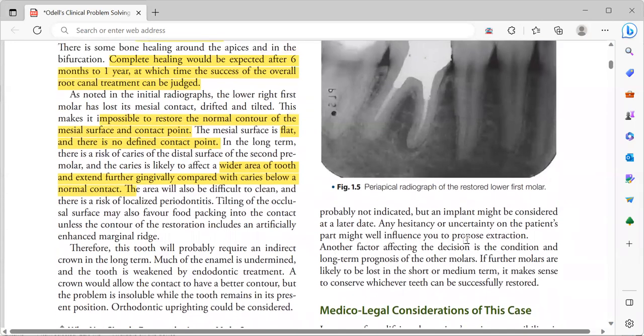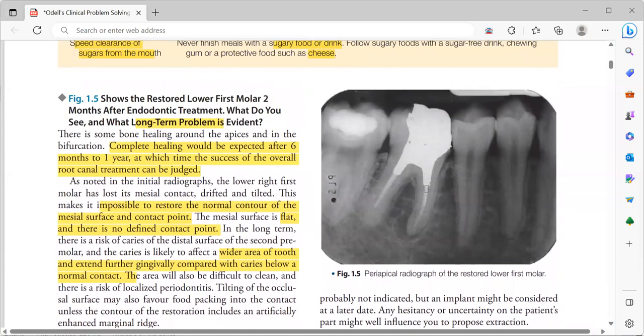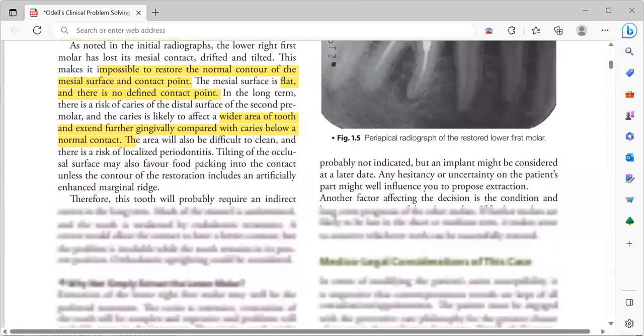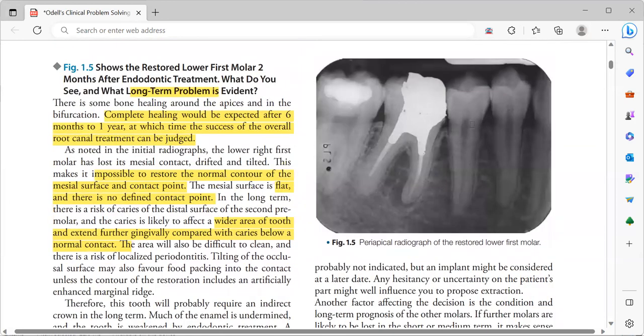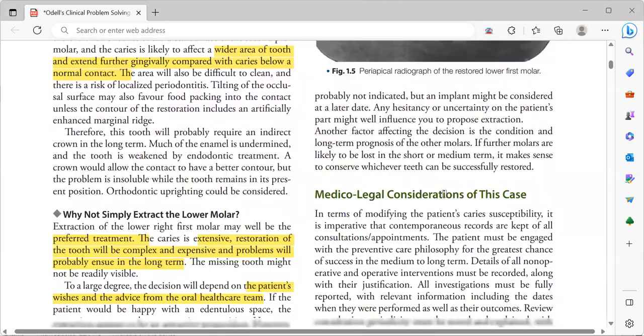This is the patient's decision. If he wants to save the tooth, we should save the tooth, but we need to make him understand there are problems. Even though the root canal treatment is expensive, we need to put a crown on top of that, which is also an expensive procedure, and still the prognosis would not be great because so much tooth structure is lost. Extraction would be the better option, but it all depends on how the patient would like to go ahead.